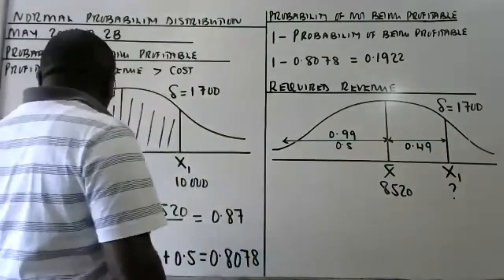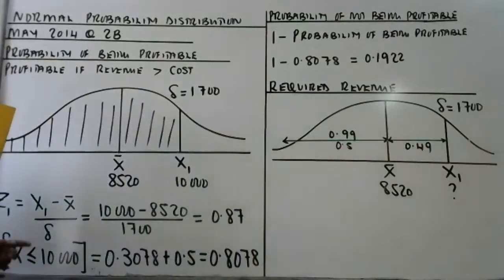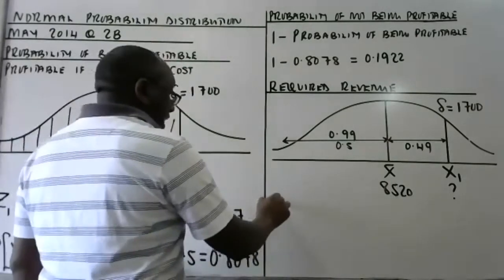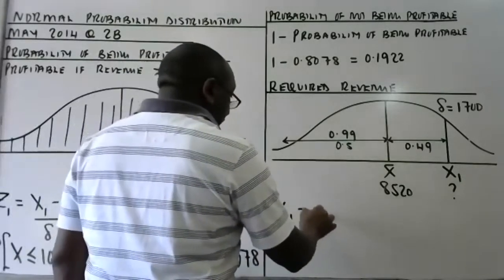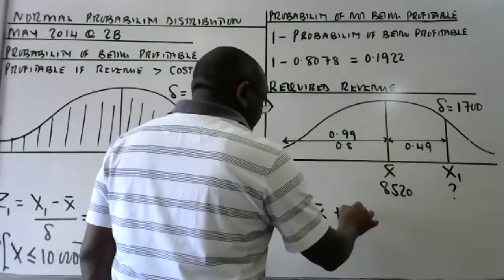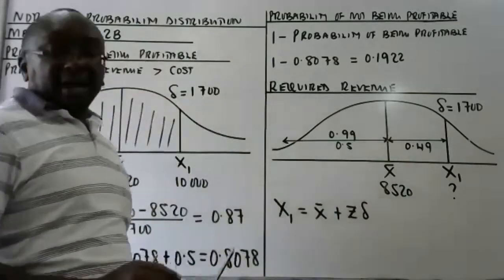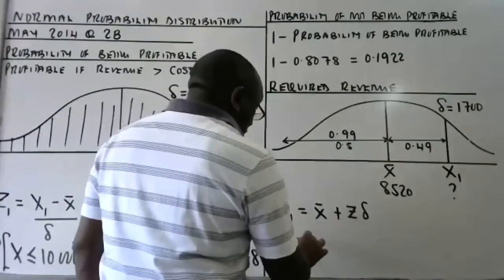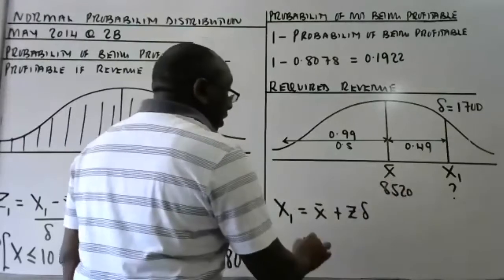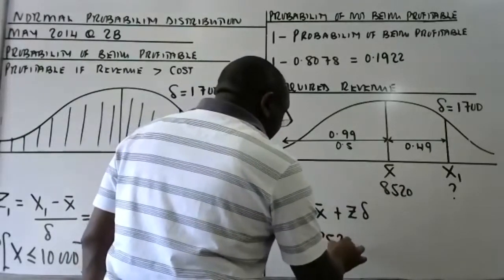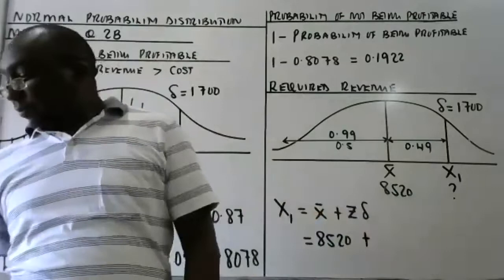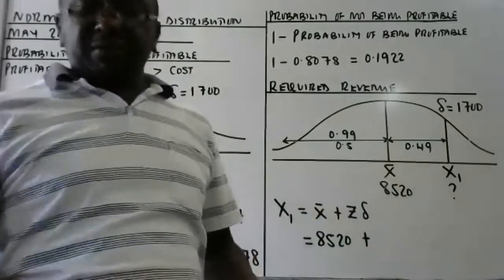So what we do, if you look at this formula here, we make x1 the subject. When you make x1 the subject, you will say that x1 is equal to x bar plus z standard deviation. So we already know that this is 8520. That is the mean. Plus z. Now z is obtained from the tables.